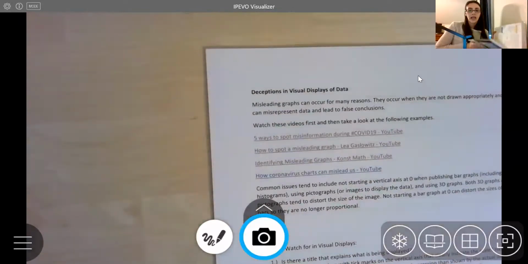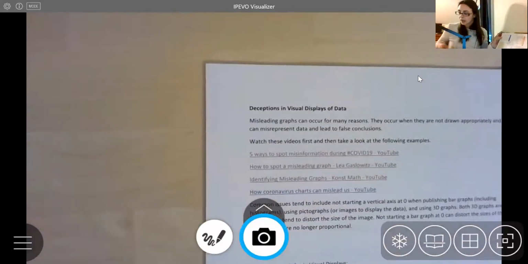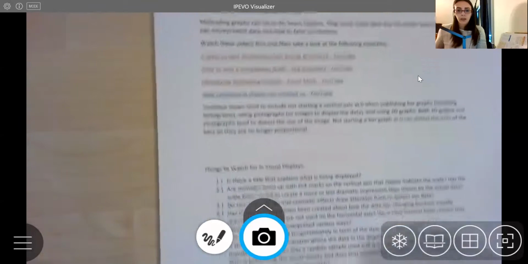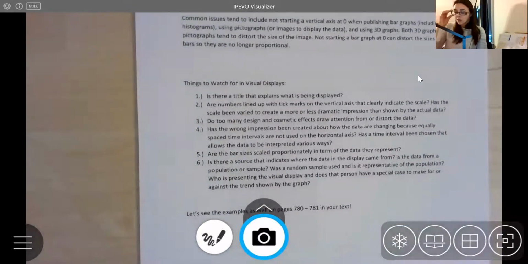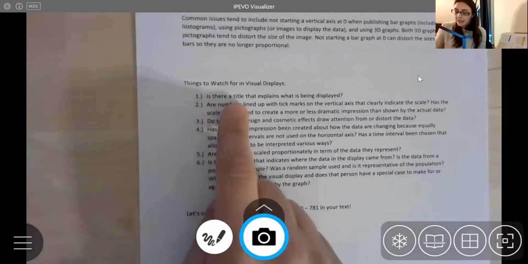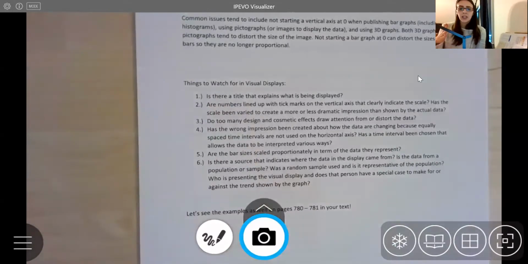Okay, so check out those videos. It's a really important topic, and there are really so many bad graphs out there. So it does help to be able to recognize these things. So, things to watch out for. Is there a title, right? And in general, are things actually labeled? Is your x-axis labeled? Is your y-axis labeled?